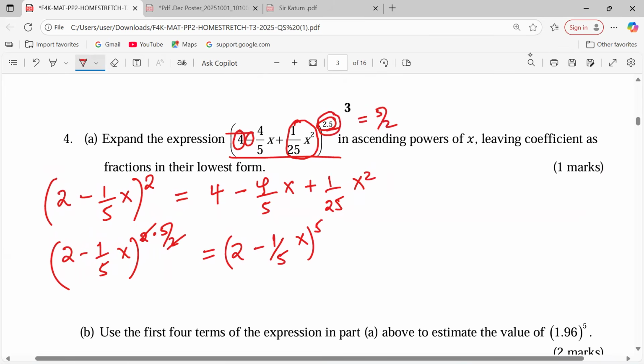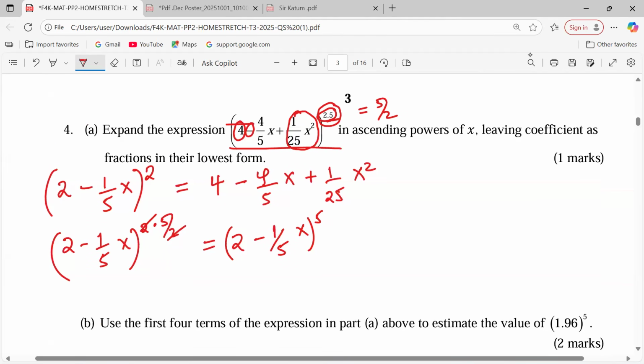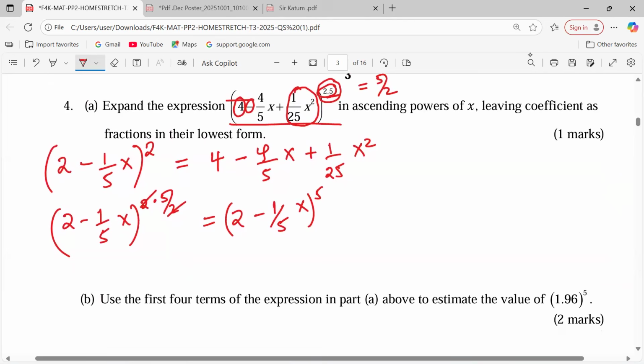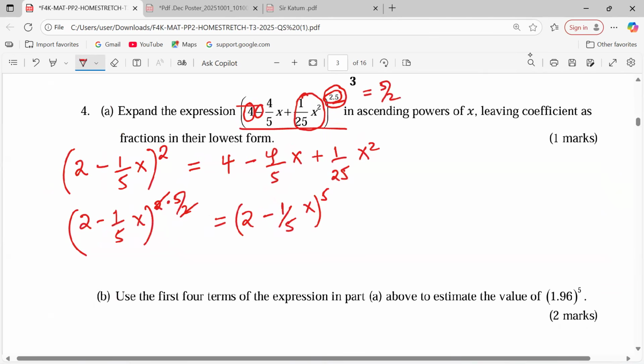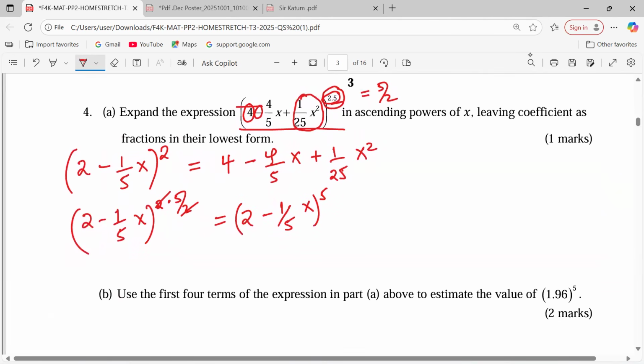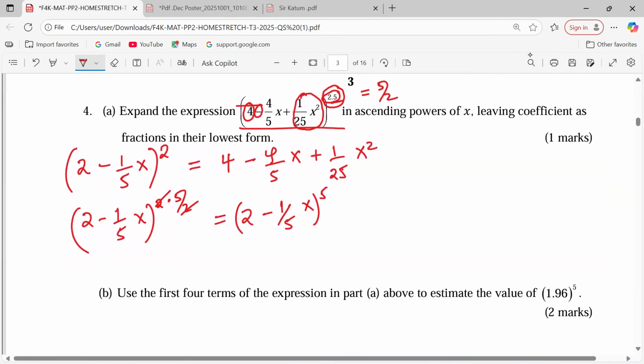These are values which can be read from the math table. You can access them very easily. They are already in your mathematical 4-figure table, so you don't have to struggle cramming them. You can pick them directly from the 4-figure tables.